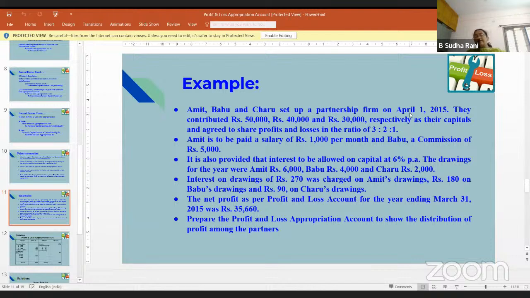Here he directly gave you the interest on drawings. Sometimes, like interest on capital, he also gives the calculation part. And the next one is the net profit as per the profit and loss account for the year ending March 31st, 2015.